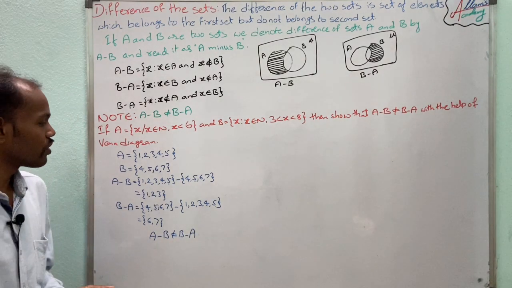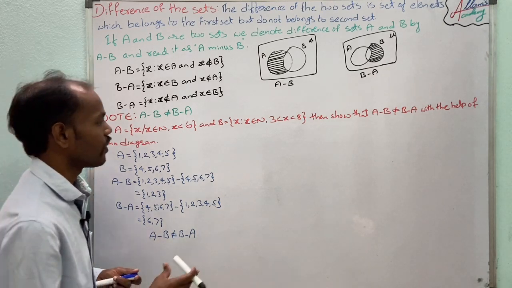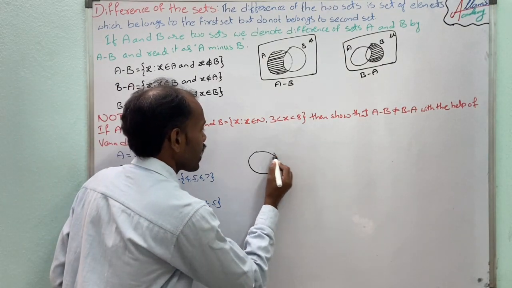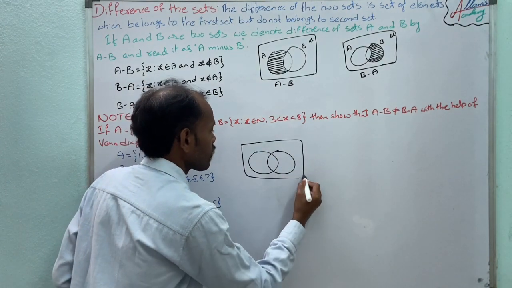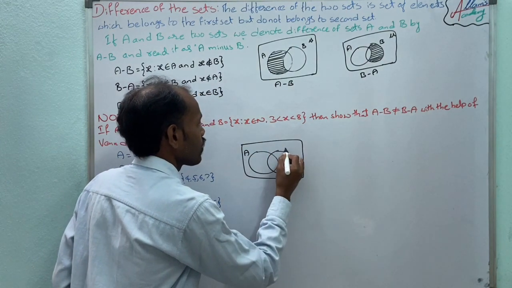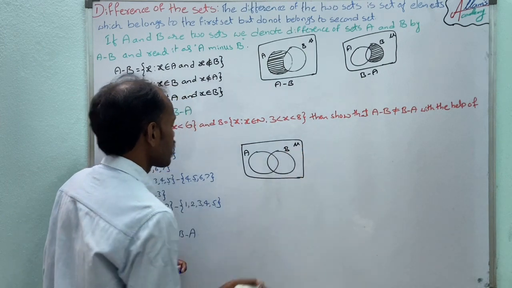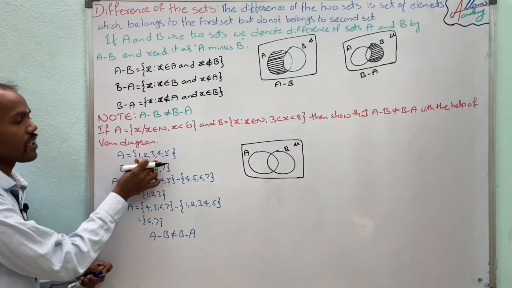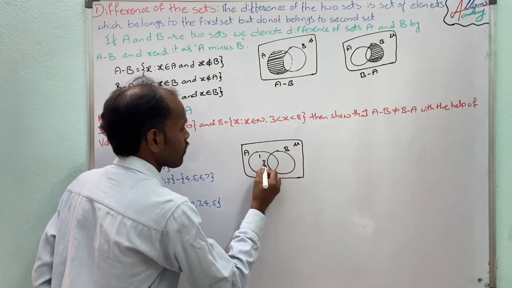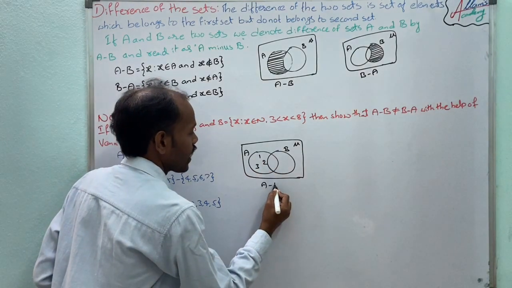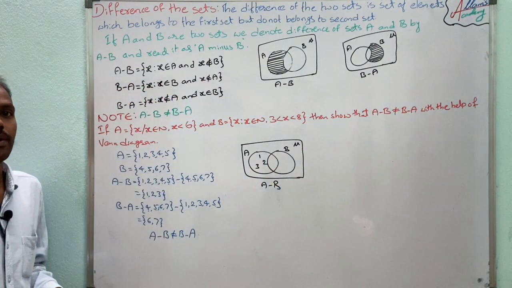Now we will show this by using a Venn diagram. So A minus B we show first. The common elements are neglected, and in the first set the remaining elements are 1, 2, 3. So it is the Venn diagram of A minus B.